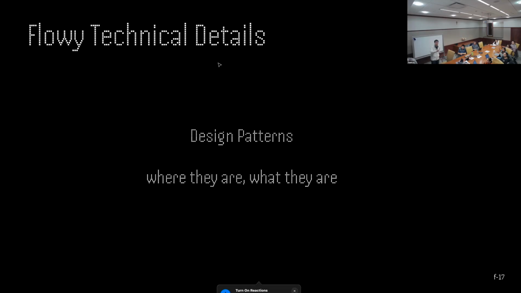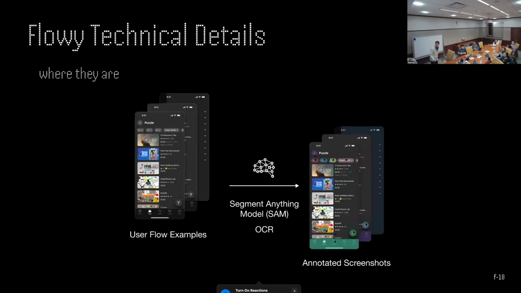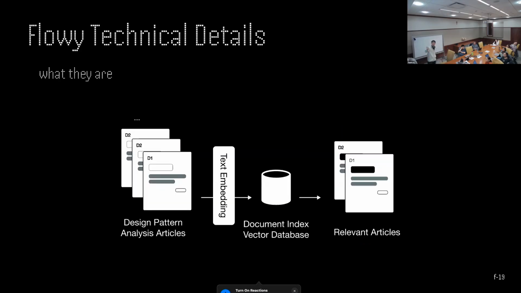But underlying all of the interfaces, we had a whole pipeline to annotate design patterns, to find where they are and try to understand what they are using AI. How do we do that? We started with a segment anything model to identify the major design components on the screen. We also used OCR to scan the text on the user interfaces. And after we obtained these annotated screenshots, in parallel, we also have a knowledge base of design pattern analysis articles that we curated online. And we used embedding similarity search to retrieve relevant articles whenever we are annotating one screen.